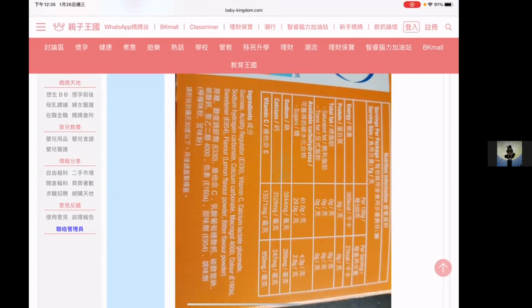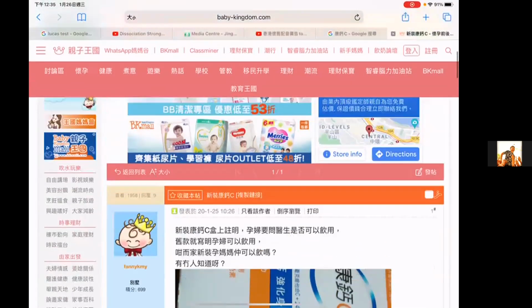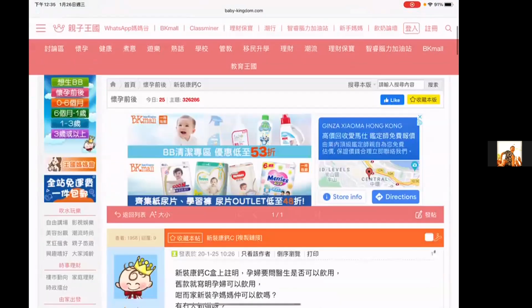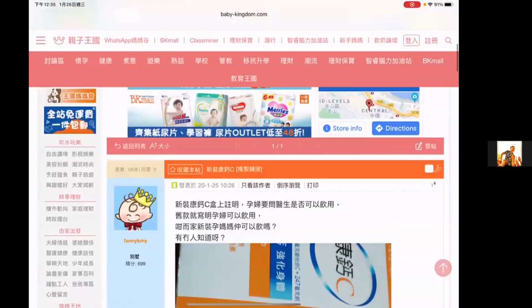It's used to protect our gums. So what is that in chemistry? What is the chemical formula of vitamin C? C6H8O6. So what is that? Tell me, what is that? Vitamin C.